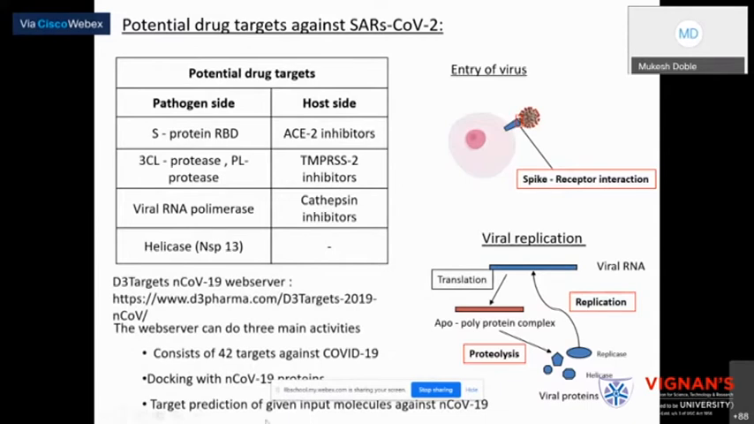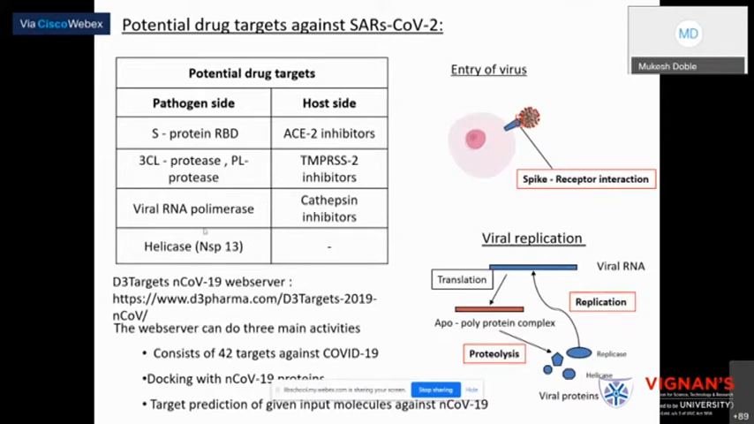There is a web server if somebody is interested. It is called d3pharma.com. It gives you almost 77 targets for SARS-CoV-2 based on SARS-CoV. Many targets, as I said, do not have a 3D crystal structure, so we may have to use homology modeling.